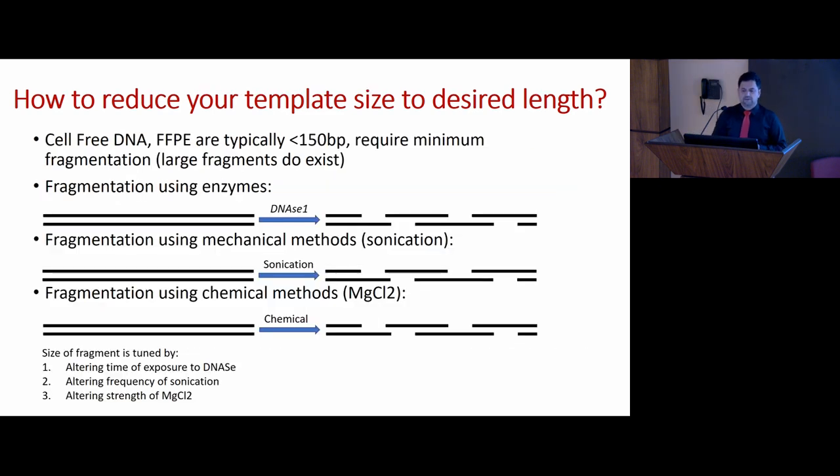So how do you do this? Cell-free DNA and FFPE DNA typically require minimum fragmentation. Large fragments rarely exist, but they all require minimum or no fragmentation. Fragmentation is done in three ways.